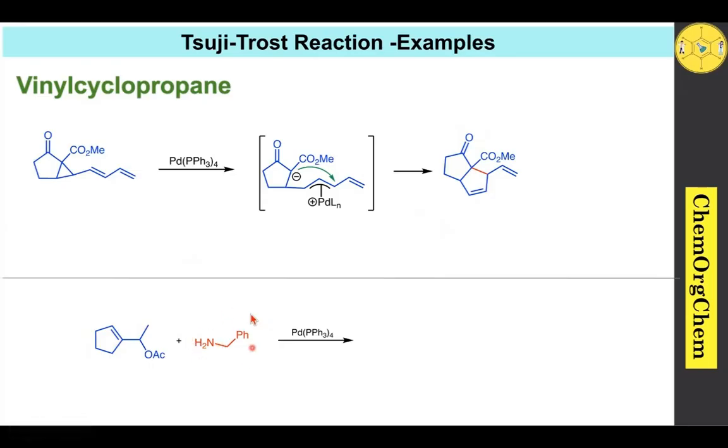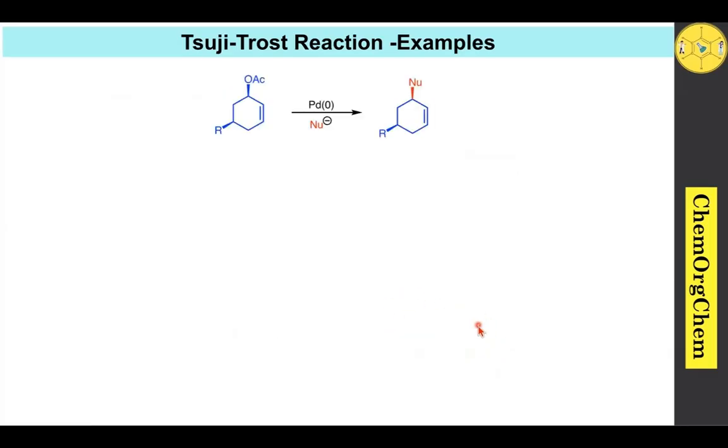Now you can see that amine nucleophiles are also useful for the Tsuji-Trost reaction. When we use palladium catalysis, it generates the corresponding palladium complex. Now our amine nucleophile reacts at this particular center, since this one is a terminal carbon when it forms the pi-allyl complex, which generates the corresponding allylic substitution product. Let's move on to some more examples.